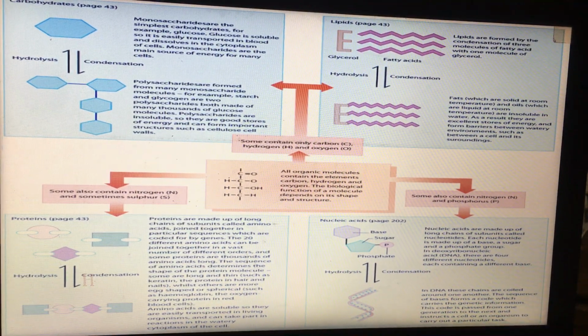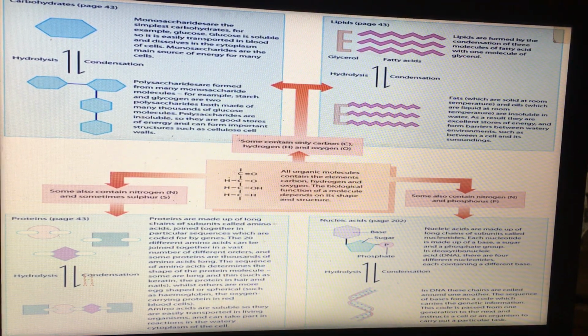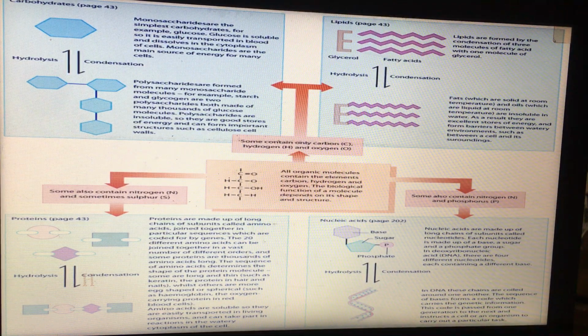So in this diagram, we have a simple monosaccharide, which is glucose. The property of glucose is that it is soluble, so it is easily transported in blood and dissolves in the cytoplasm of cells. Glucose is an example of a monosaccharide.